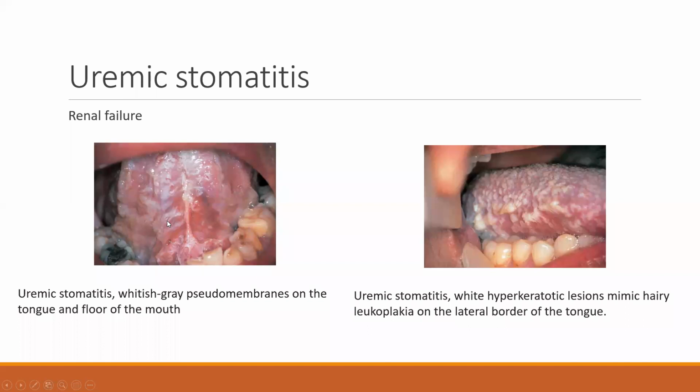But how can we differentiate uremic stomatitis from other lesions? The classic feature to distinguish this from others is that when the patient talks to you, you can sense an unpleasant odor of ammonia, or a smell like urine, from the patient's breath. The patient also complains of an unpleasant taste or burning or pain in the oral mucosa, which is not seen in patients with hairy leukoplakia.